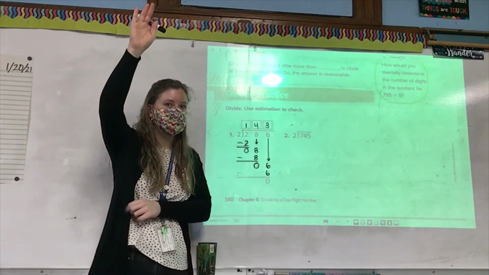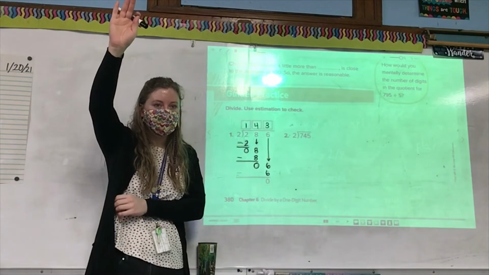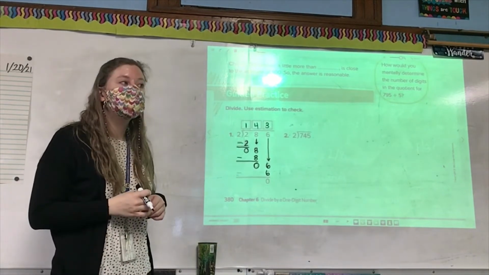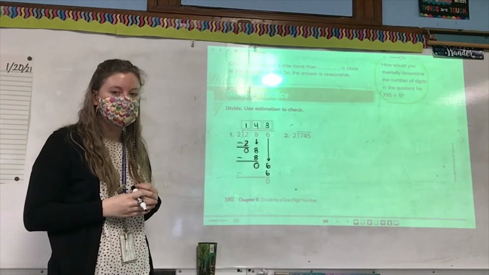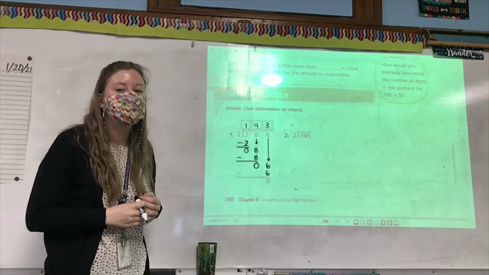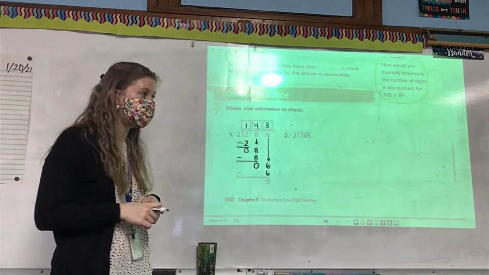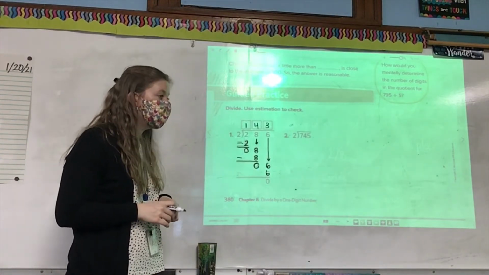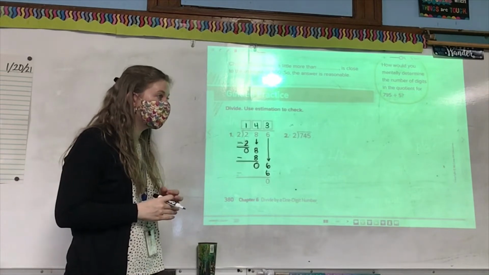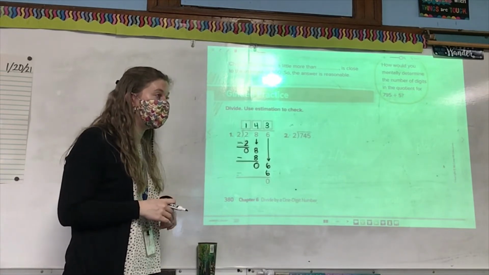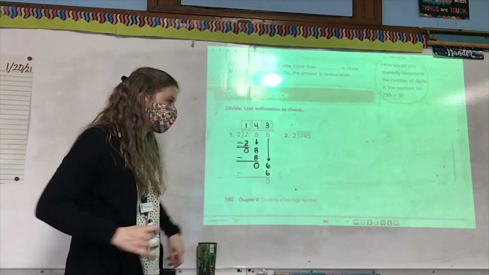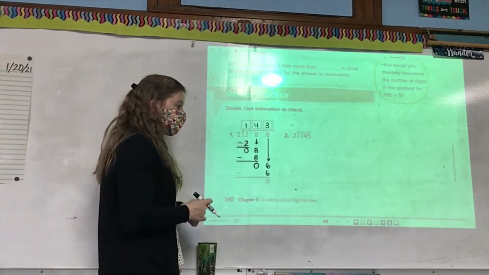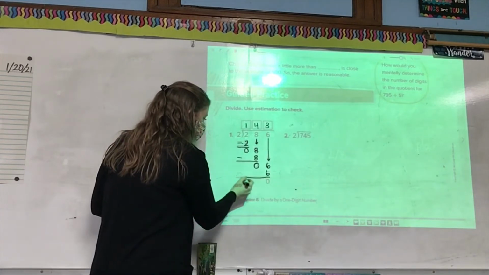Somebody help her out. Michaela? We subtract the answer to our multiplication problem from our new dividend. Good. Zadie, can you repeat? We subtract the answer from our multiplication problem from our new dividend, which means we're doing what? Tell me in numbers. We're subtracting 6 minus 6. We're doing 6 minus 6, which equals?